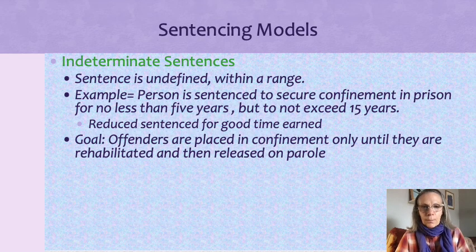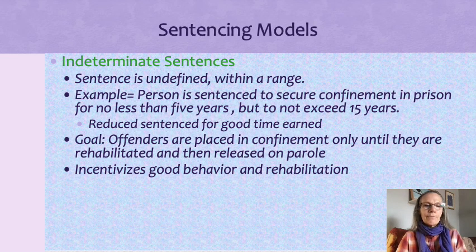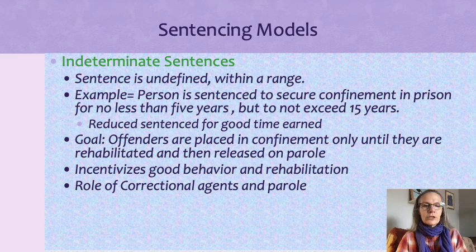Now, the goals are probably pretty straightforward. The goals are that offenders are placed in confinement only until they are rehabilitated and then released out on parole, right? So the thinking is it's going to take you at least 5 years to get rehabilitated enough to get back into society. But then within 5 and 15 years, if you're demonstrating that you've learned from your mistakes and that you're engaging in good behavior, then the state can feel better about reintegrating you into society. And so there are incentives for good behavior and rehabilitation. In a way, that's an upside of an indeterminate sentence, right? You want people who are confined to engage in good behavior and to avail themselves of rehabilitation and skills, because that's going to make them better able to reintegrate into society.